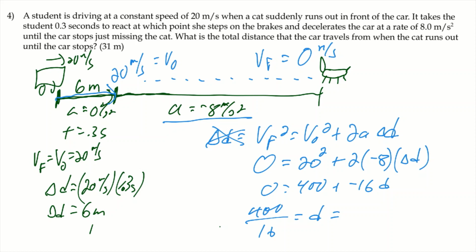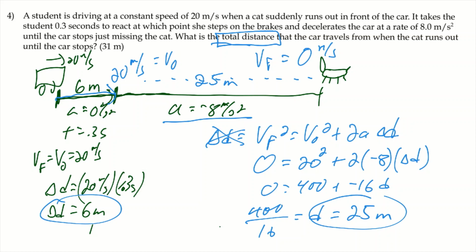Okay, and what do we get when we solve that? 25? So that means in the braking distance we're going 25. Now the question asked how far, what's the total distance? So we're just going to add those two distances up. 25 plus 6 gives us 31 meters. That's the total distance that we travel.